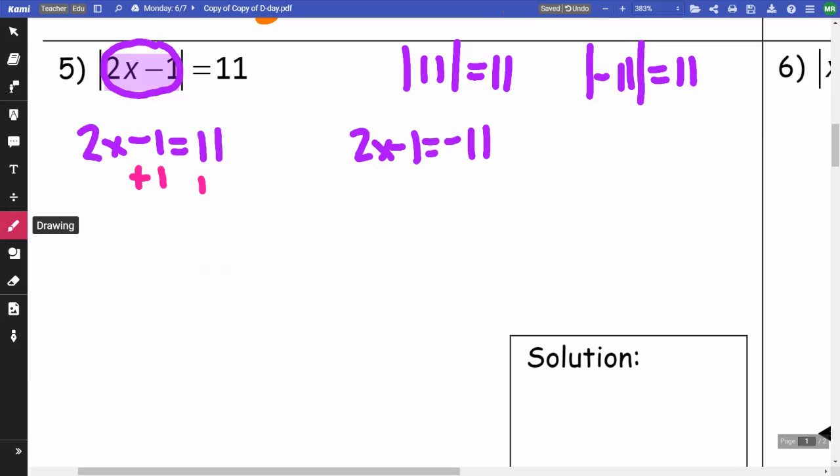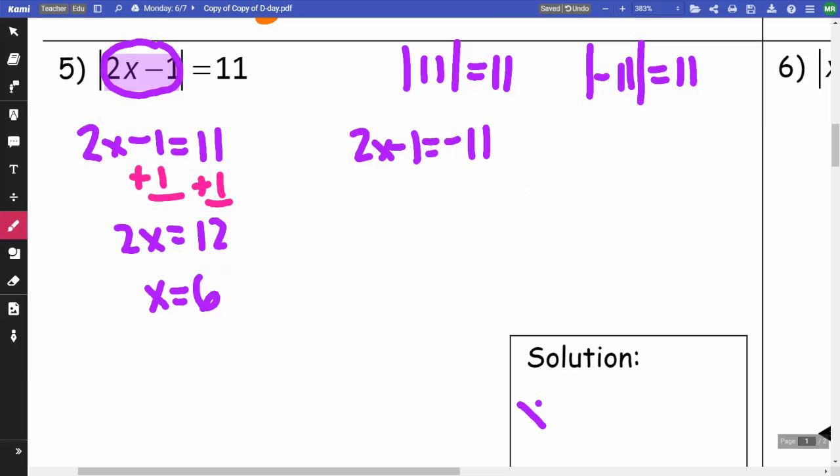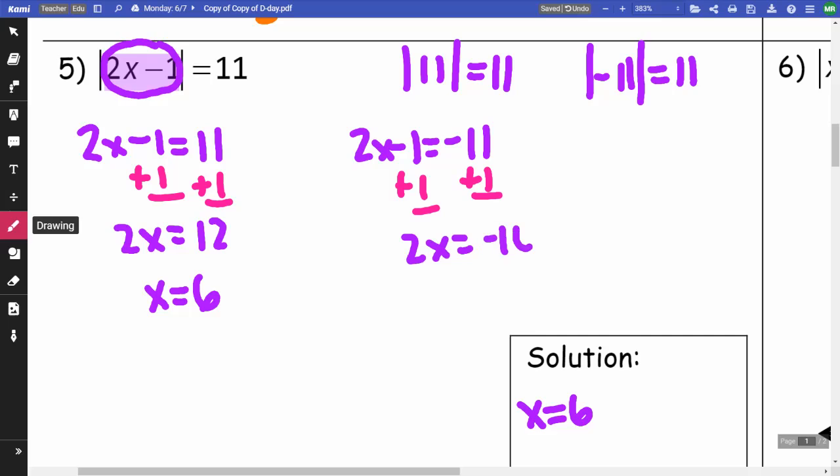So I'm going to add 1. I end up with 2x is equal to 12. So x is equal to 6. So that's one answer. X is equal to 6. And then for my other one, I'm going to add 1, and I get 2x is equal to negative 10. I divide by 2. I get x is equal to negative 5.